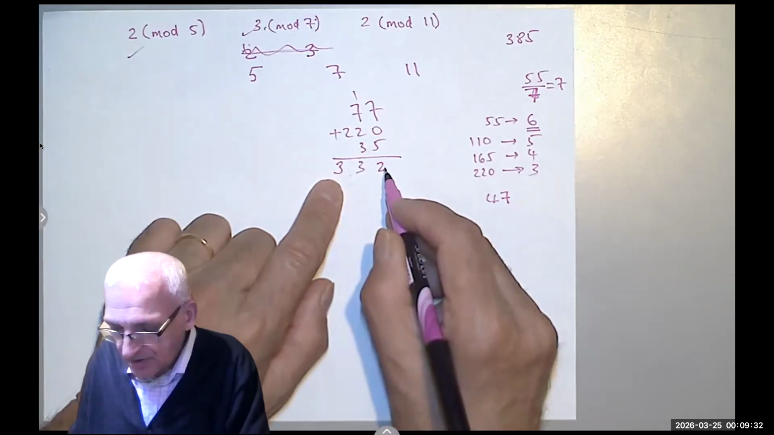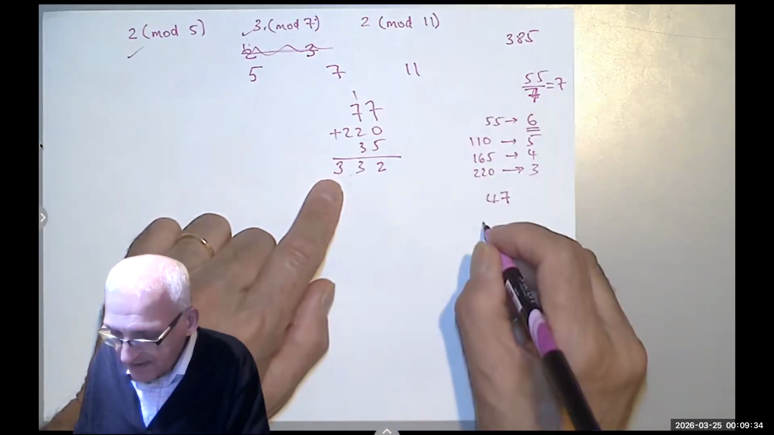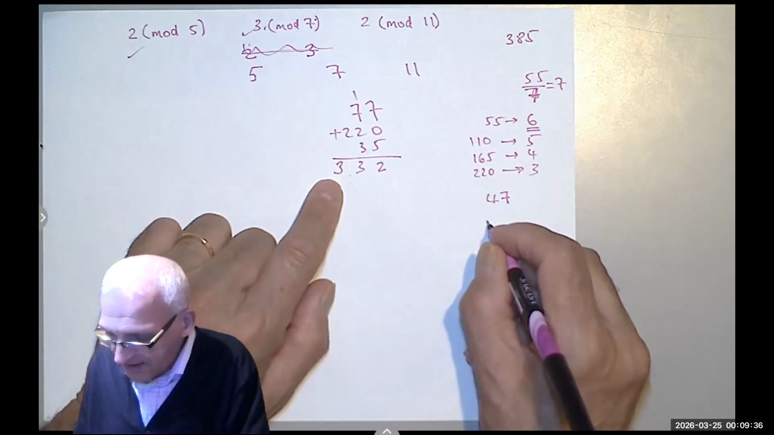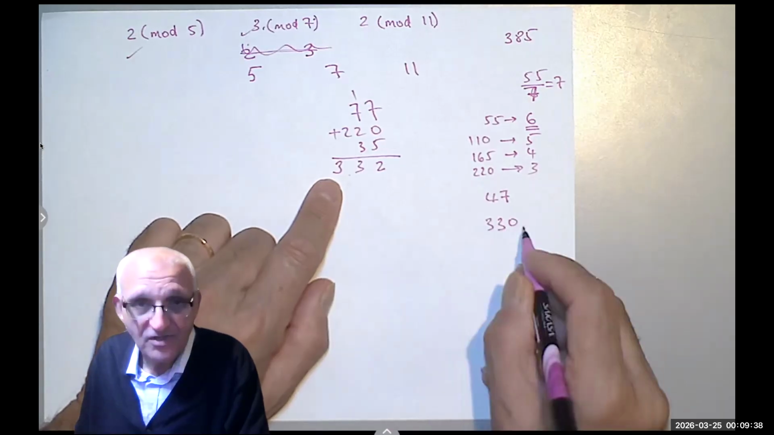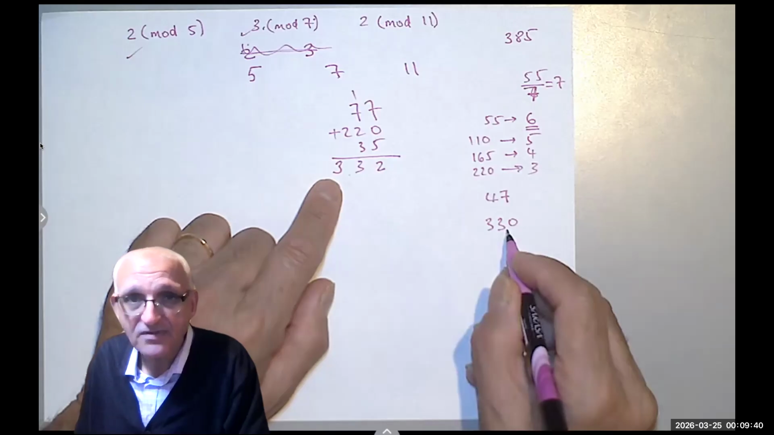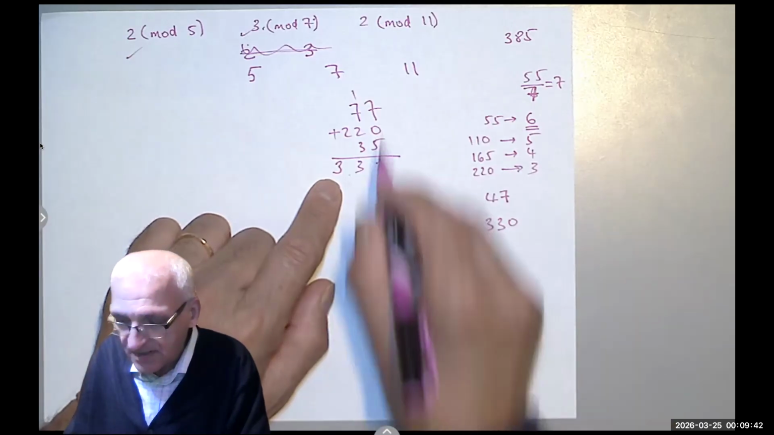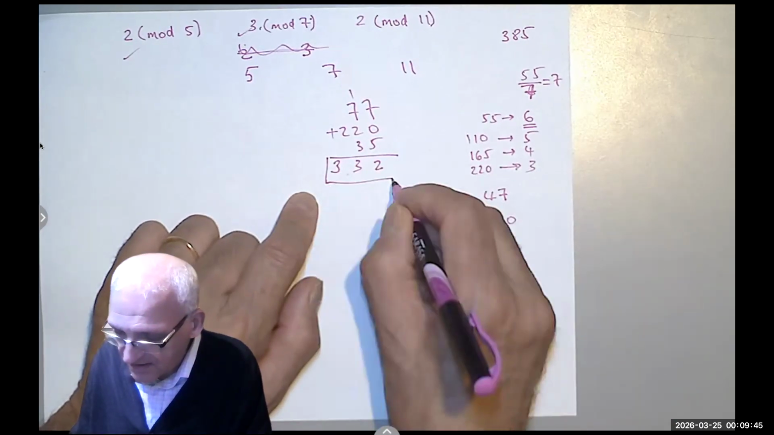332 by 11, I know that 330 is divisible by 11, right? 33 gives you 3 and 0. So that means a remainder of 2. So the answer is 332.